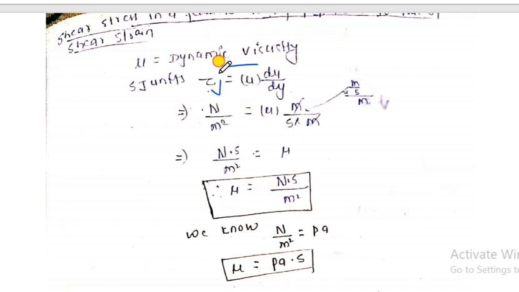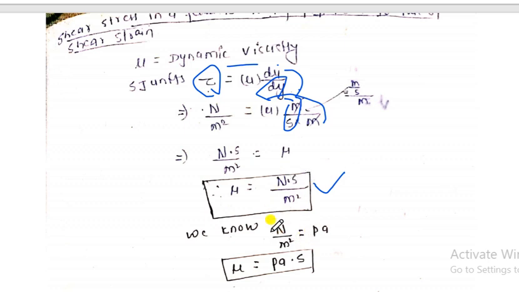Shear stress has SI unit Newton per meter squared, and mu remains as mu. Du is the change in velocity, with unit meter per second, and dy is the distance, which must be in meters, so the meters cancel. Bringing the second to the other side, Newton second per meter square is equal to dynamic viscosity. So the SI unit of dynamic viscosity is Newton second per meter square.